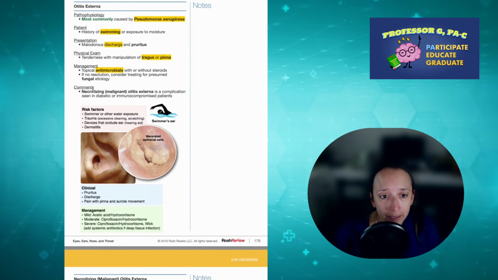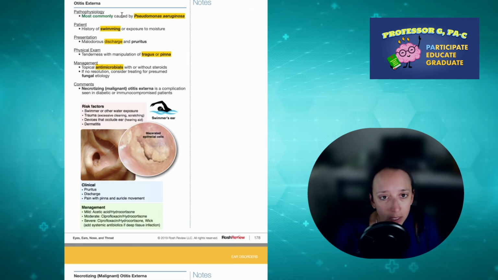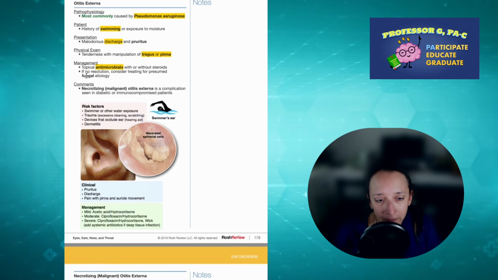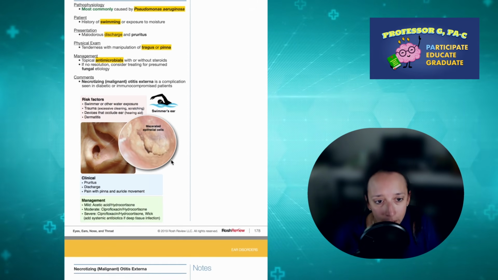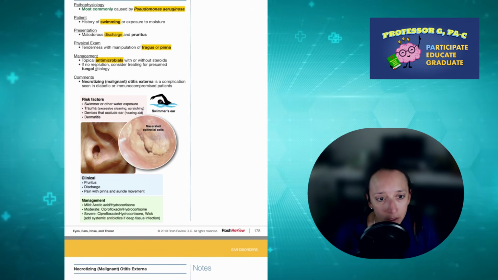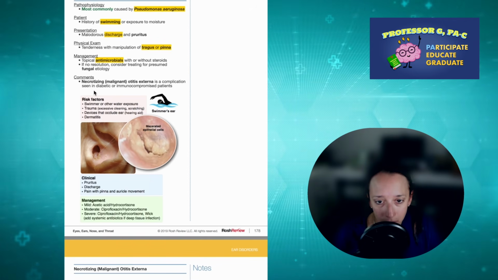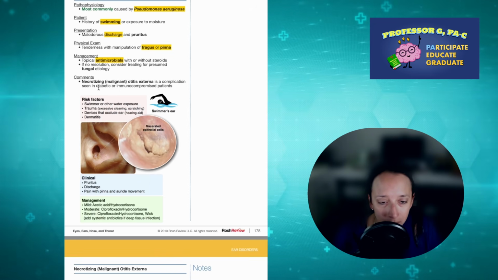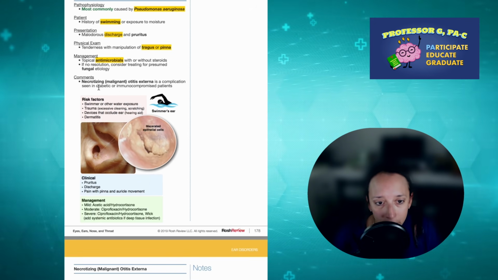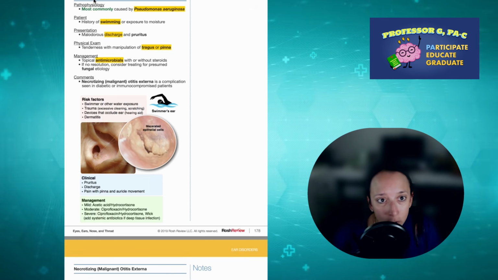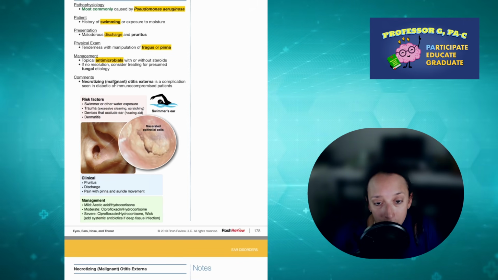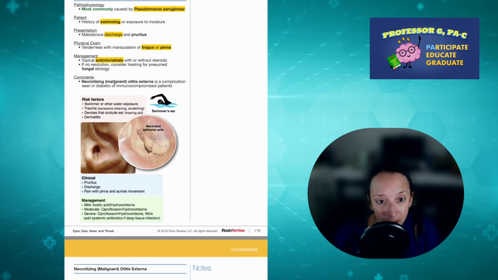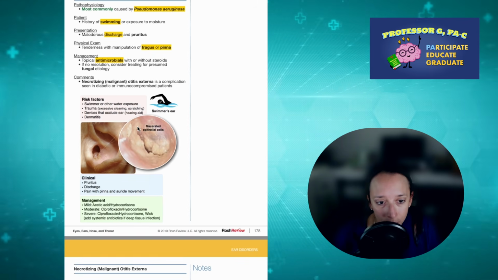As far as management, most often it's caused by Pseudomonas. Every now and then we might find a fungal etiology, but it's really rare. We need to differentiate regular otitis externa from malignant otitis externa, which is usually a complicated version of otitis externa seen in diabetic or immunocompromised patients. And whereas swimmer's ear, basic otitis externa, is treated with topical antimicrobials, this malignant otitis externa is treated with IV antibiotics and admission to the hospital.